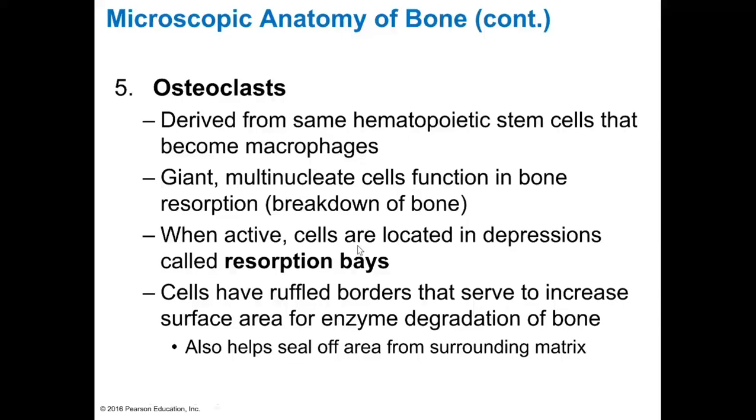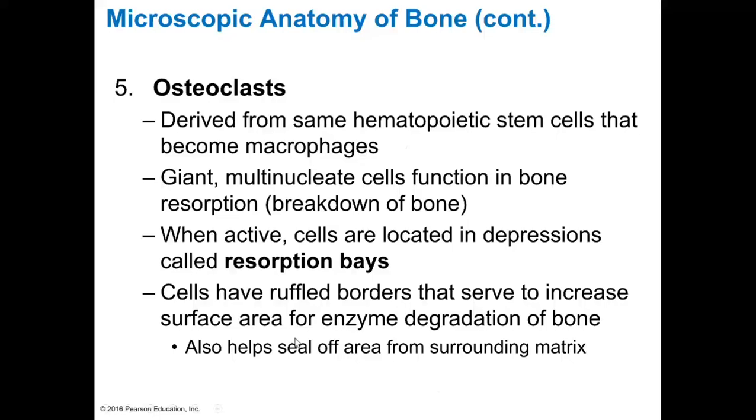So it says when they're active, suction cupped on the side of a bone, for instance, the cells are located in depressions called resorption bays. The word resorption means to break apart. They have little ruffled borders, again, the edge of the suction cup, that serve to increase the surface area for enzyme degradation of bone. Degradation means to break apart. It breaks apart bone. And so as the bone breaks apart, those calcium salts go by endocytosis into the osteoclast, and then across by transcytosis, and then are released by exocytosis into the bloodstream.